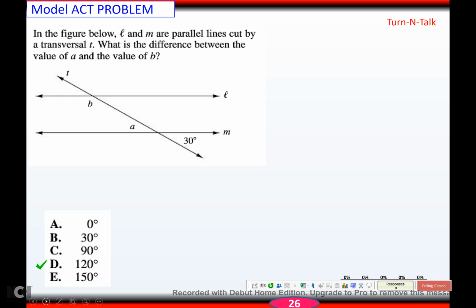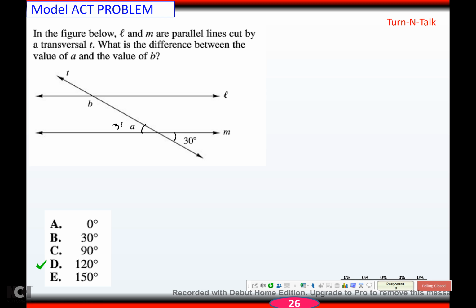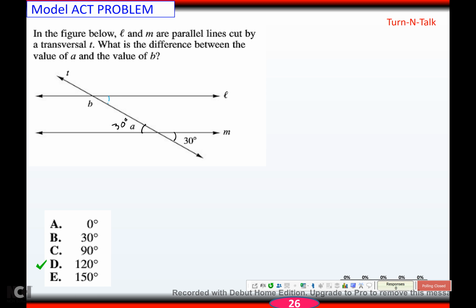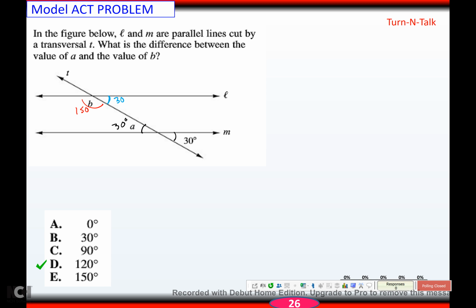And you get 120. So it says in the figure below, L and M are parallel lines cut by a transversal T. What is the difference between the value of A and the value of B? Well, if this is 30 degrees, then this is 30 degrees by vertical angles. And if this is 30 degrees, then this is 30 degrees because of alternate interior angles. And if that's 30 degrees, then this is 150 degrees because of a straight angle. And so the difference between A and B is 150 take away 30, which is 120. Okay?